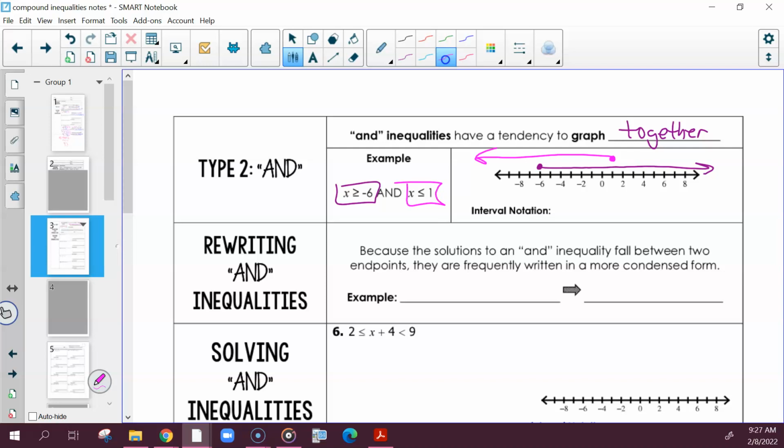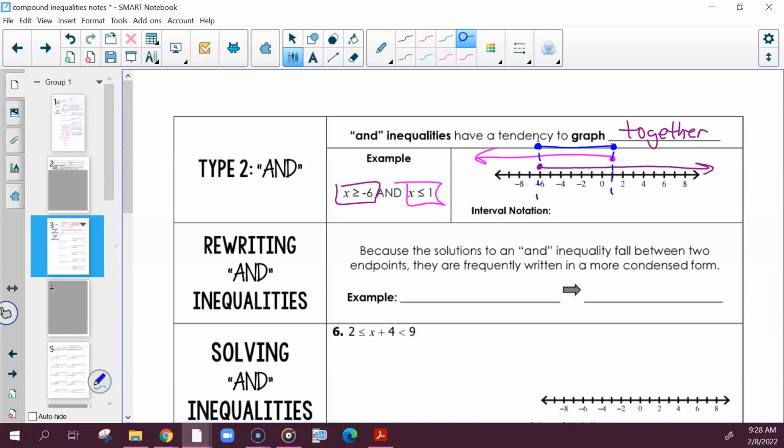So what's going to happen is when we have and inequalities, we're looking for where they overlap. So that would just be from here to here. So what we would draw instead of these 2 lines is a closed circle at -6, a closed circle at 1, and a line that connects them. So you can graph it with the 2 arrows and then graph the one where they overlap to help you, but you should still have the one where they overlap, just this one, somewhere on there, if you're doing it that way.